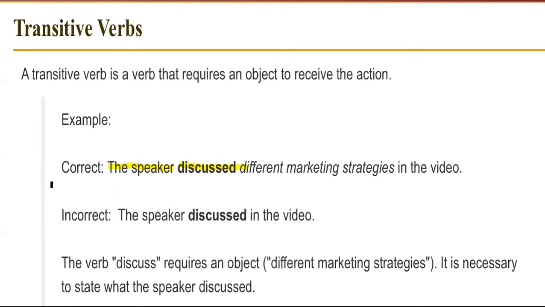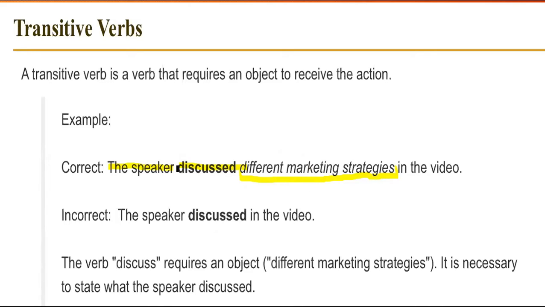So if we answer that question, what the speaker discussed, what will be the answer in this first sentence? Someone? What did the speaker discuss? Well, here is the answer: different marketing strategies. So this will be the object of our sentence. This means that the verb discussed is a transitive verb. Why? Because we have an object.